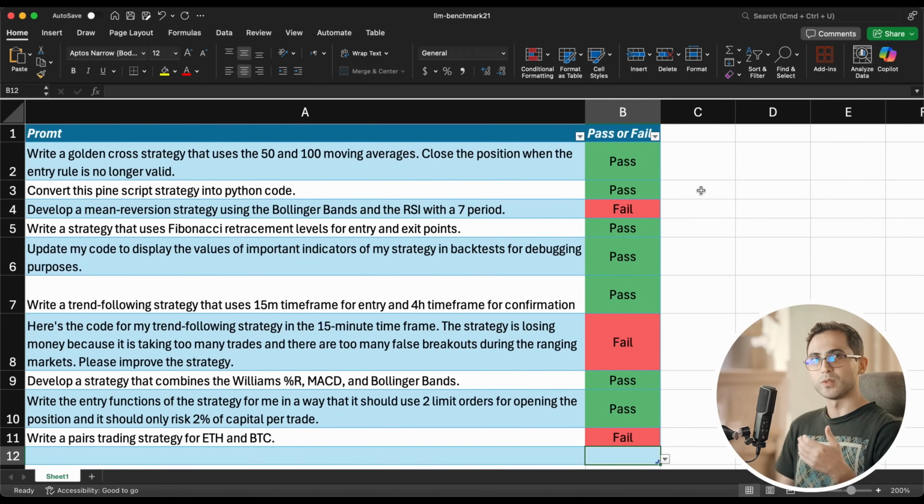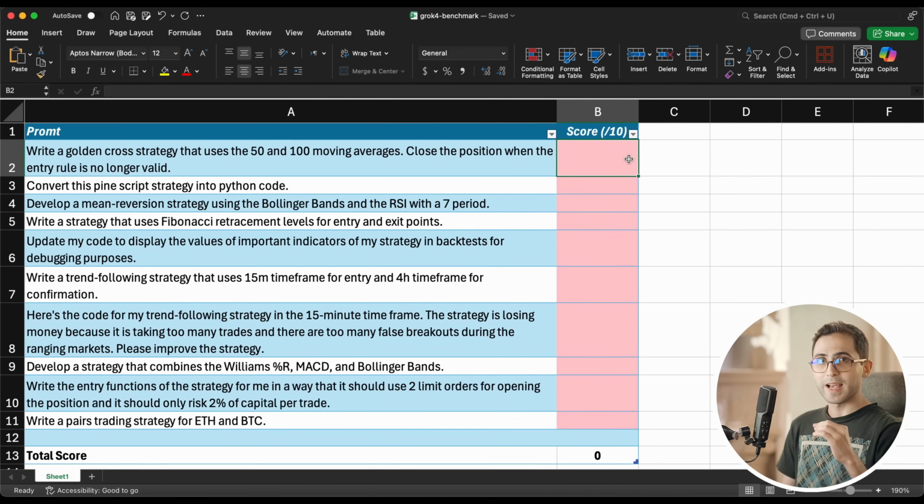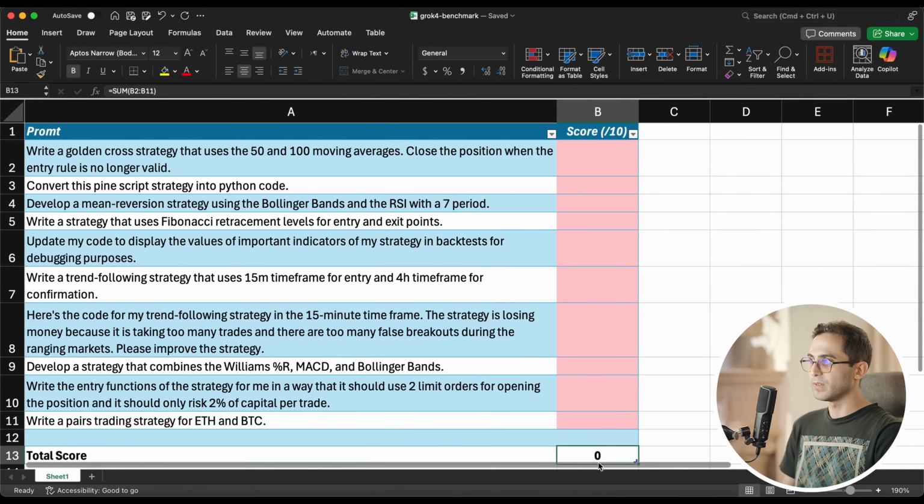In the previous video where I tested the Claude 4 model, we used a pass or fail ranking model. But in your comments, you guys suggested that I use a number-based model. So in this video, we're going to rank every task that the model does from 0 to 10. And in the end, we're going to end up with a total score.